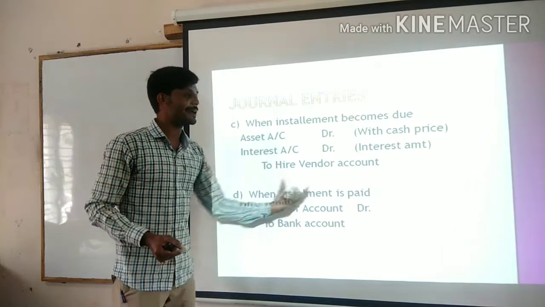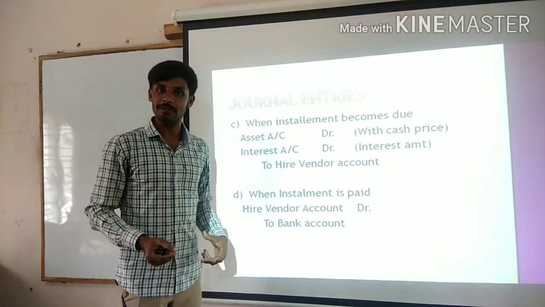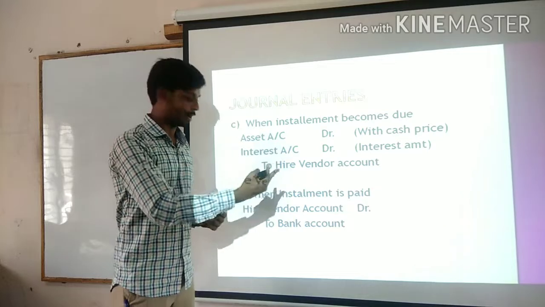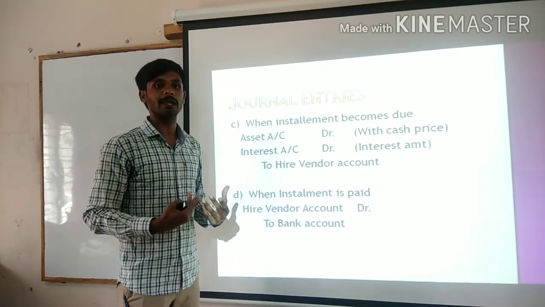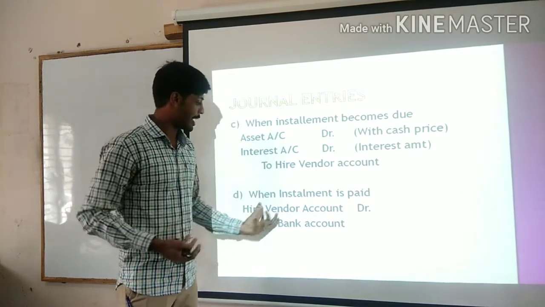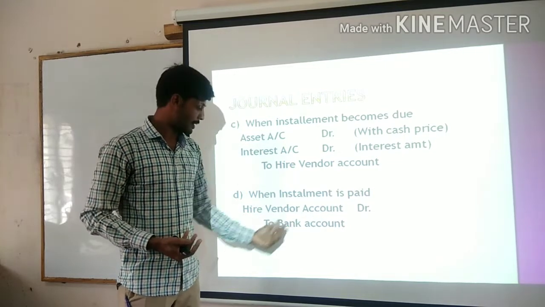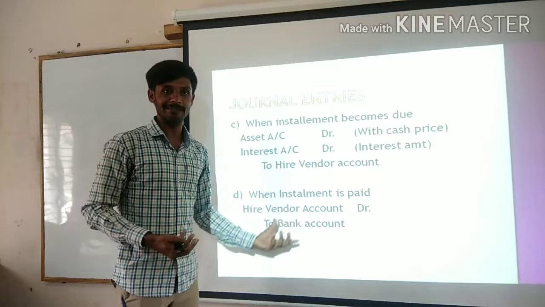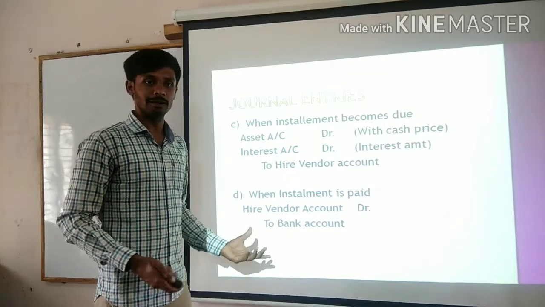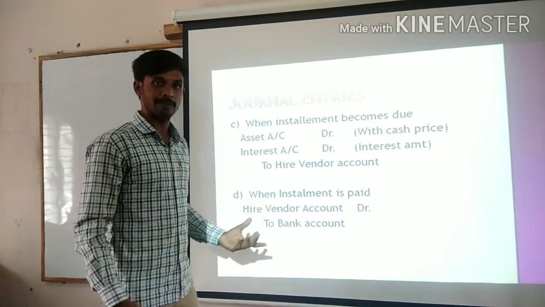Next, when the installment is paid, the hire purchaser pays the installment to the hire vendor. The hire vendor is the receiver. Personal nature of account, debit the receiver, credit the giver. Bank is the giver. This entry relates to when the installment is paid.